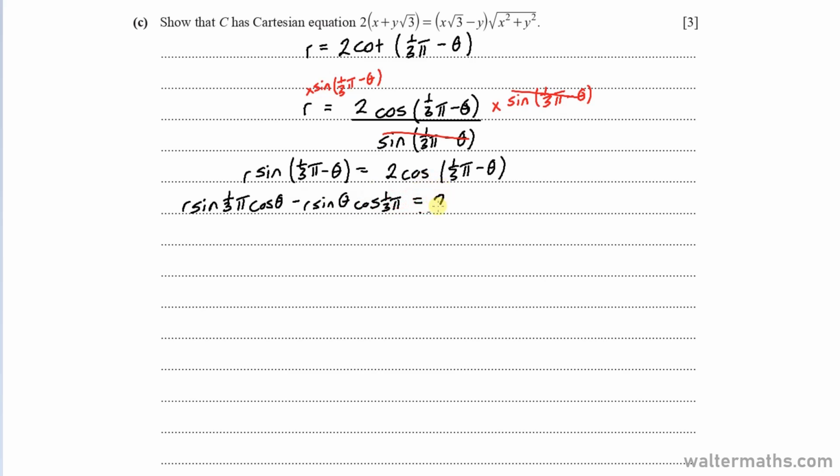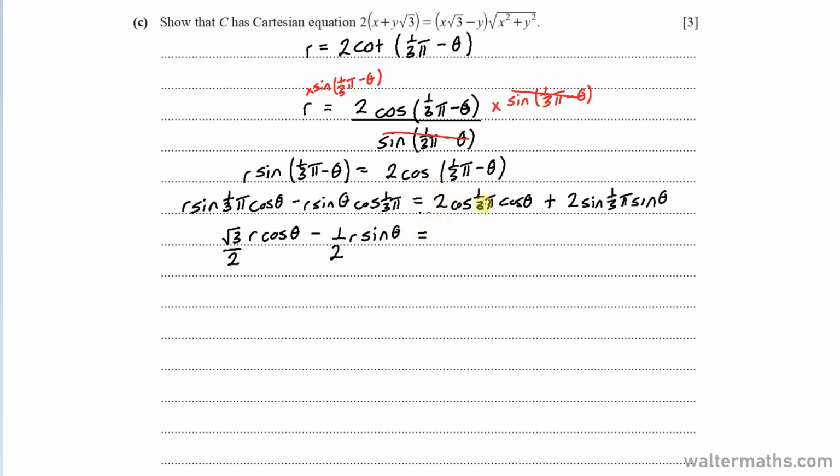And that should be equal to 2 cos of a third pi cos theta, plus 2 sine of a third pi sine theta. So we can simplify this. We know that sine of a third pi is root 3 over 2. So that's root 3 over 2 here, r cos theta. And that's minus. We know that cos of a third pi, that's like cos 60, which is a half. So we'll be having here half r sine theta.